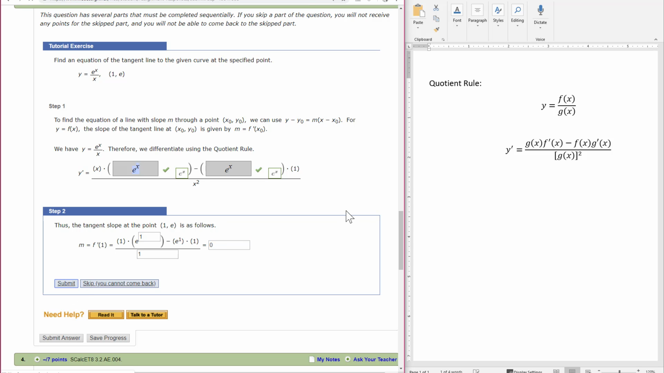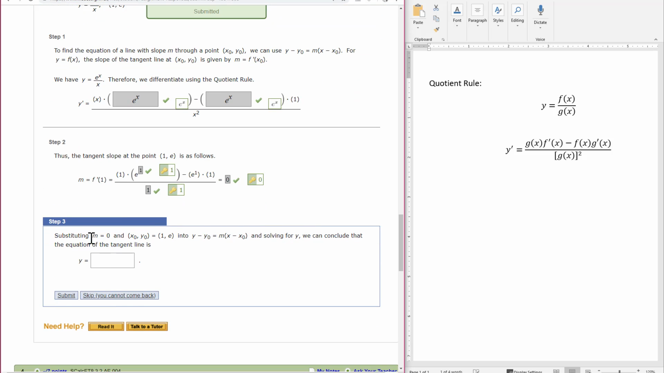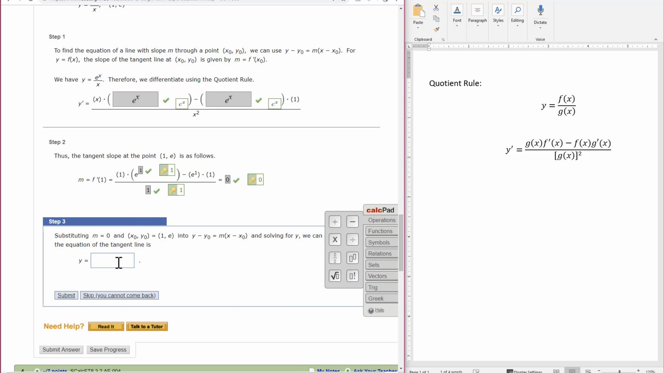So let's submit that and say, okay, that must be the slope. So when m is equal to 0, we're going to put m in here. That would make this whole right hand side equal to 0. And then we have y is equal to y naught. y naught is equal to e. So let's just say that this is going to equal e.